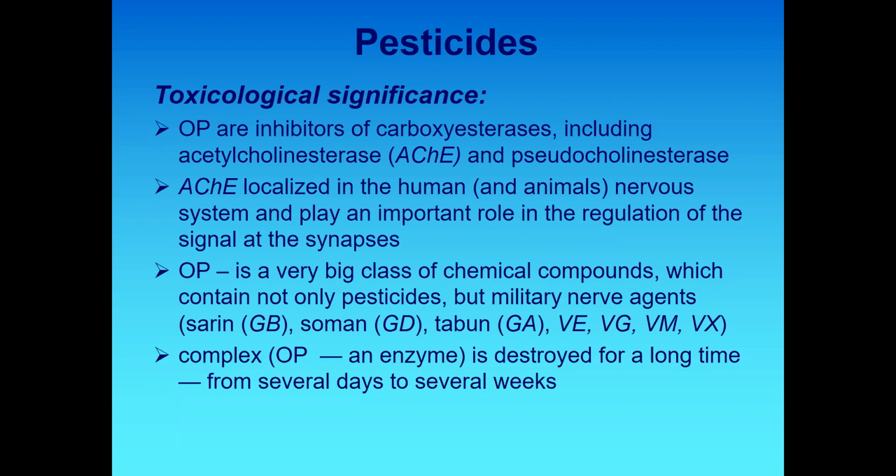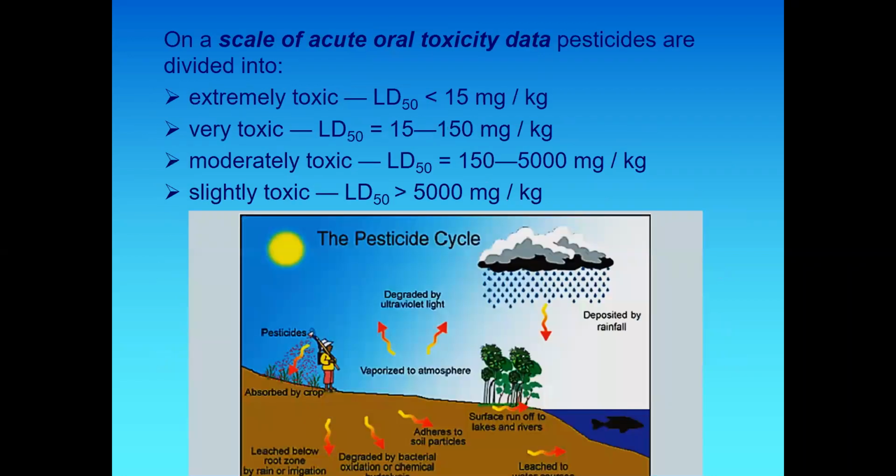Pesticides, toxicological significance. Organophosphates are inhibitors of carboxylesterases, including acetylcholinesterase and pseudocholinesterase. Organophosphates are a very big class of chemical compounds which contain not only pesticides but also military nerve agents, for example sarin, soman, and others. The complex of OP and enzyme is destroyed for a long time, from several days to several weeks. On a scale of acute oral toxicity data, pesticides are divided into extremely toxic, very toxic, moderately toxic, and slightly toxic.